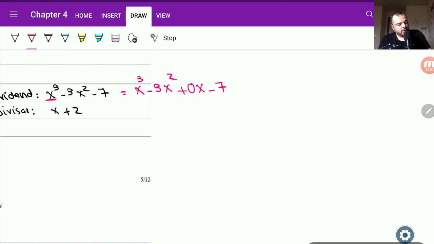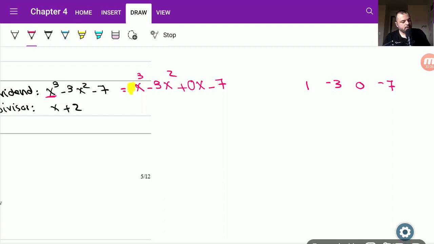So I'm going to pull the coefficients. I'm going to take the numbers next to each x. The leading coefficient is going to be 1. Then the second one, which is negative 3, then 0, then negative 7. So these are the coefficients of these terms: this is the x cubed, this is x squared, this is x, and this is the constant, which is x to the power of 0, if you would like to write it.